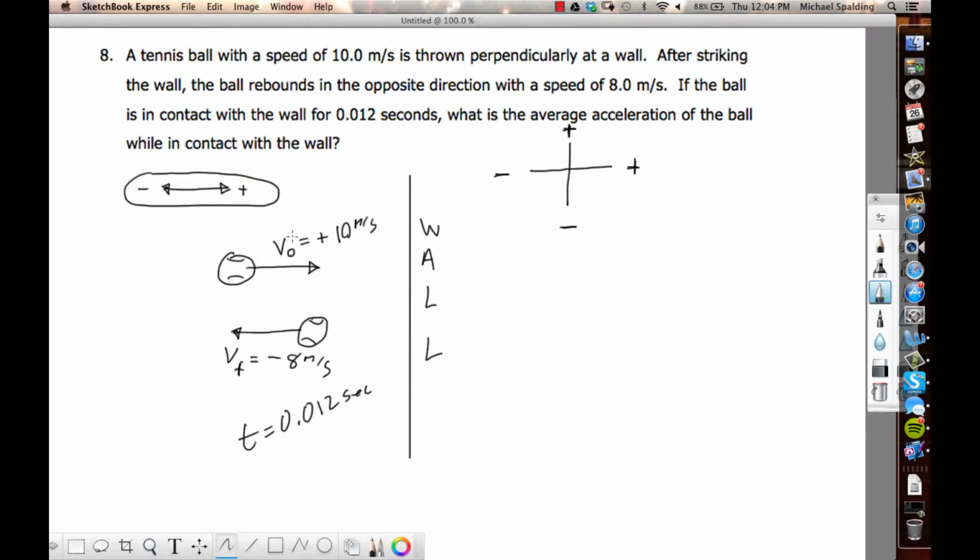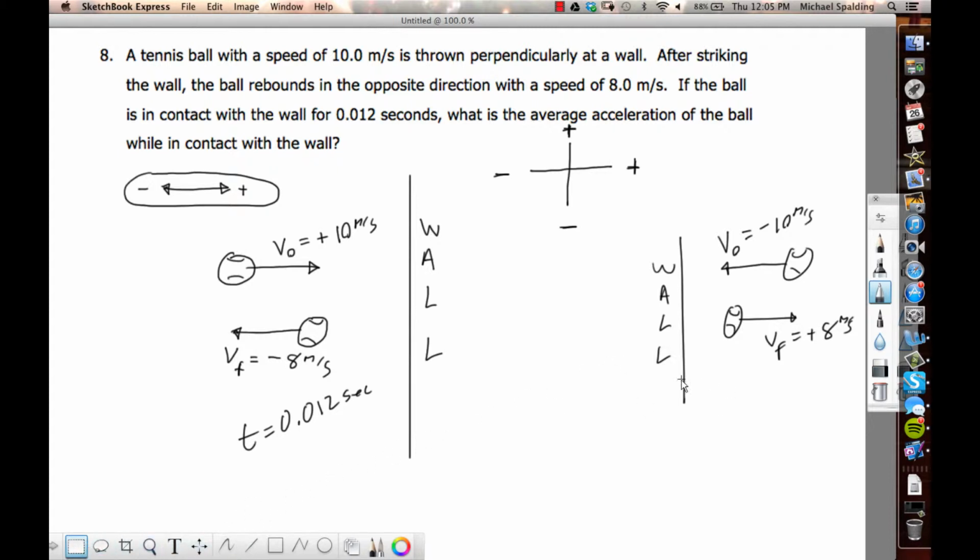Now, could I have drawn this problem with the ball hitting the wall to the left? Could I have drawn this the other way? Like, here's the wall, draw it in reverse. So the ball comes in this way. So V initial now would be what? Negative 10, and then V final would be what? Positive 8. The only important thing here is that V initial and V final have opposite signs. So it really doesn't matter how you set it up, as long as they have opposite signs.